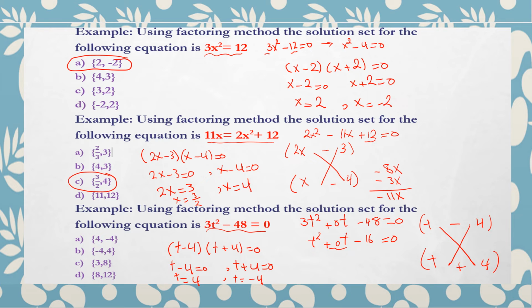So the correct answer is A or B. But this is a mistake in this question. We should have only one correct answer, but we can choose A and or B in this case.